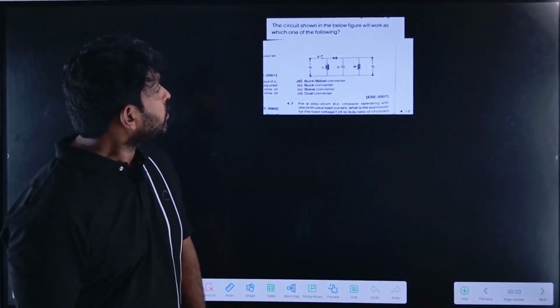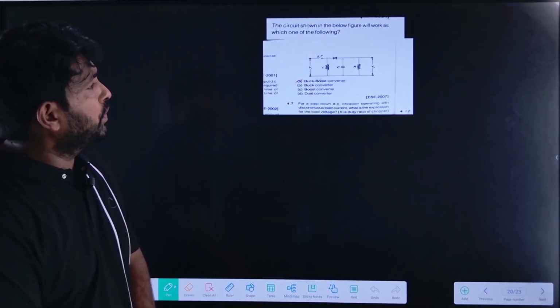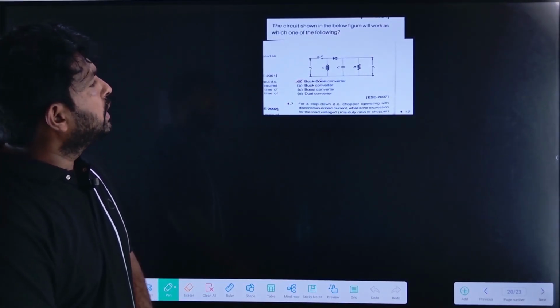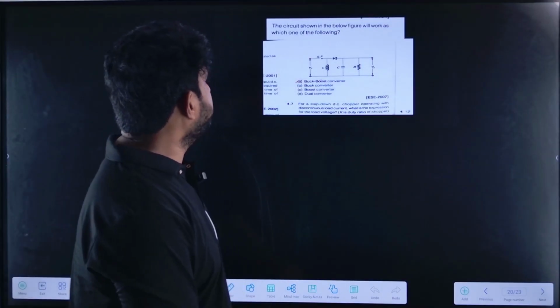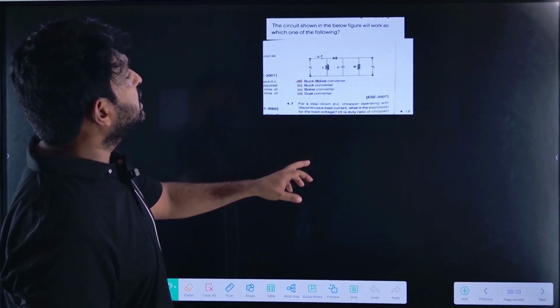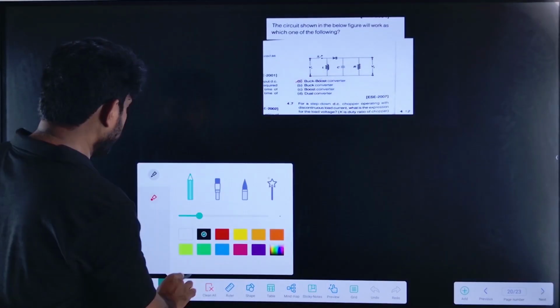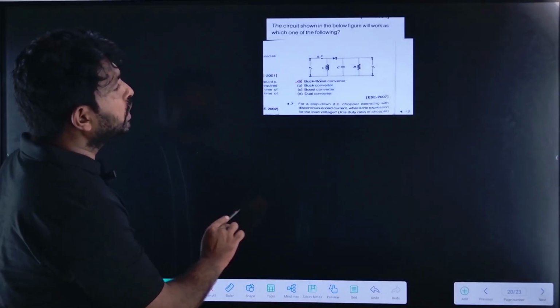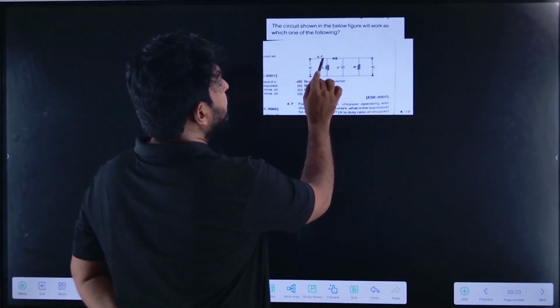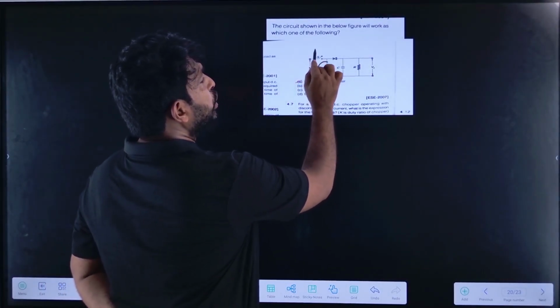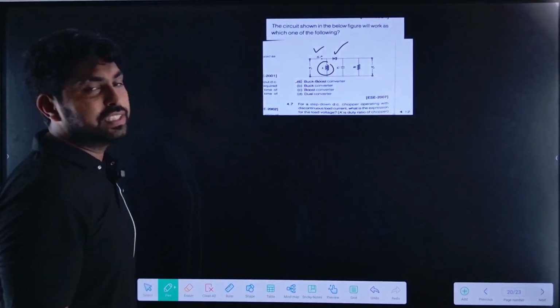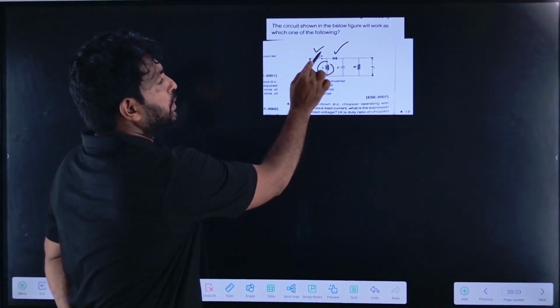Now, the circuit shown in the figure. So, what is this circuit? Let us see. If you observe the circuit, the inductance is here and the two switches are here. Switch 1 is represented with S.